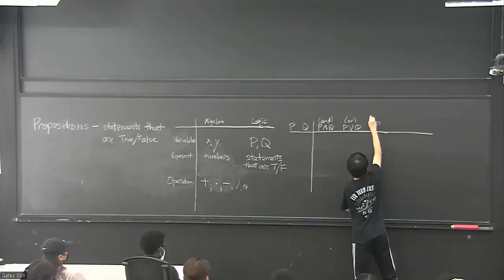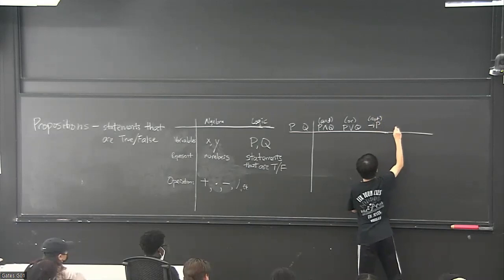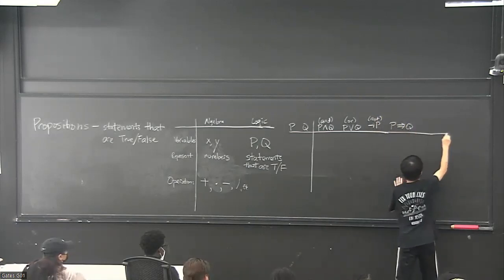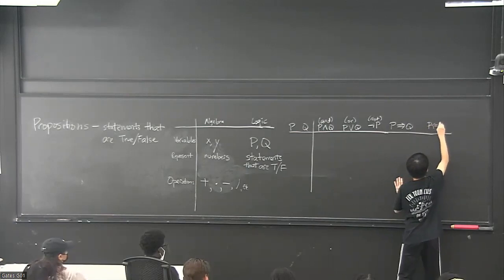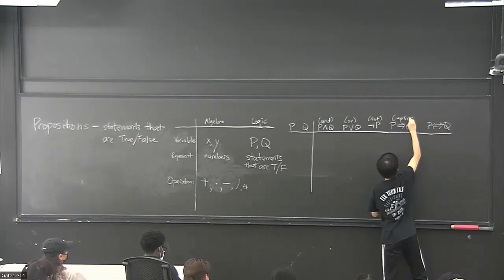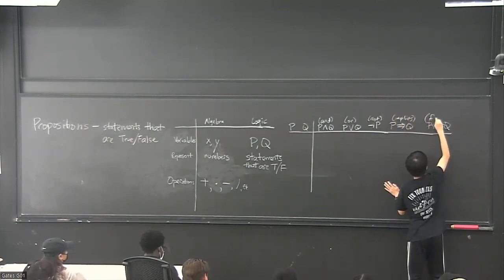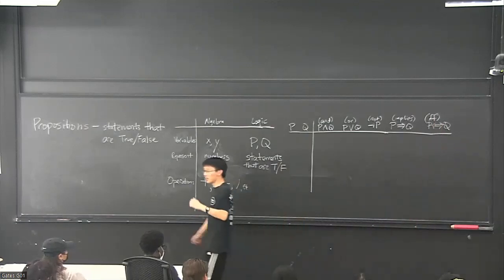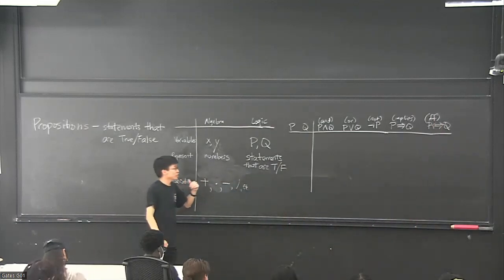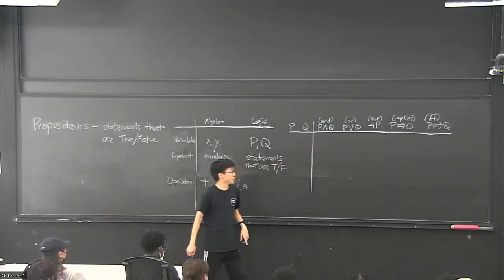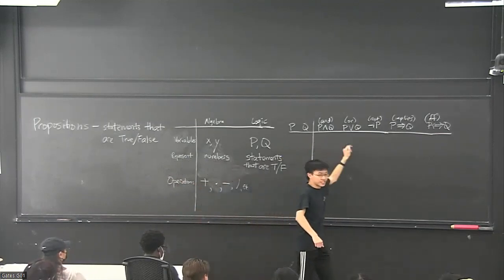Not p. P implies q, and p if and only if q. So this is like implies. This is if and only if. And the way we define these operations is by enumerating all possibilities of what p and q can be and what the value of the operation is.